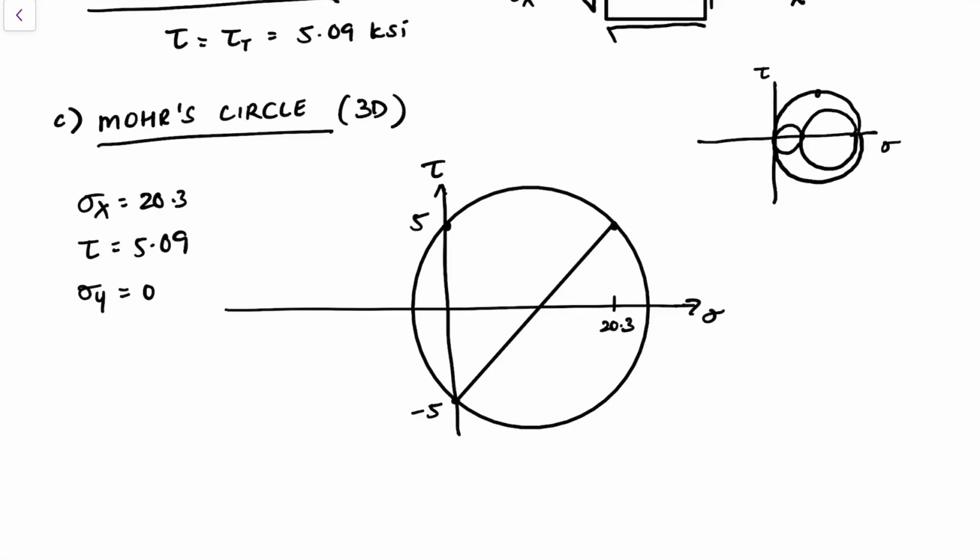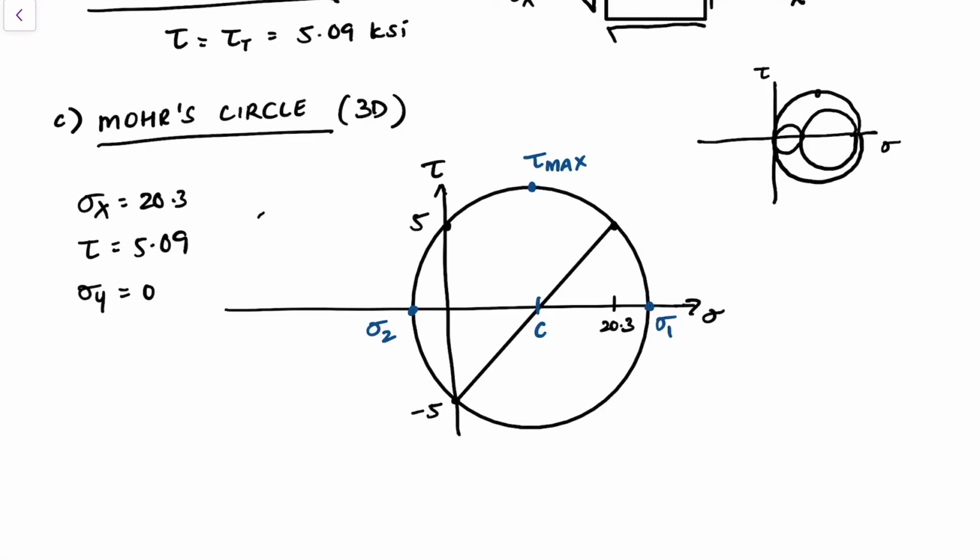Now, whenever you draw a Mohr circle, you have to label at least the principal stresses, the center of the circle, and the maximum shear stress. So your maximum shear stress is going to be here, right? And your center is going to be here. Sigma 2 is going to be here. Sigma 1 is going to be here.